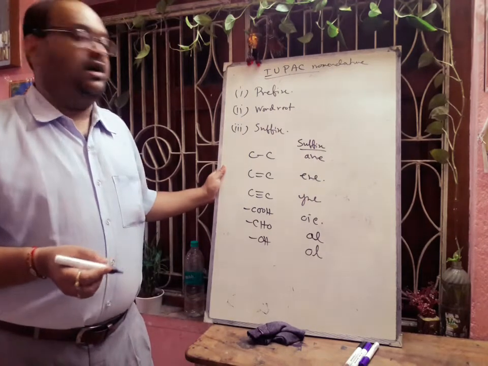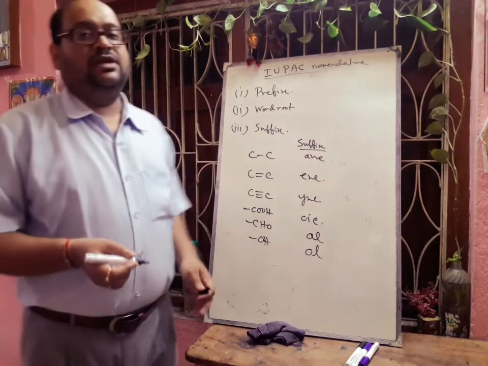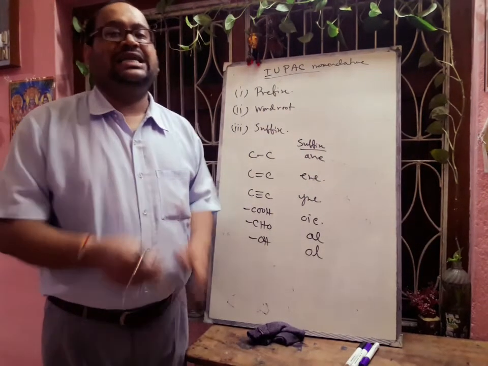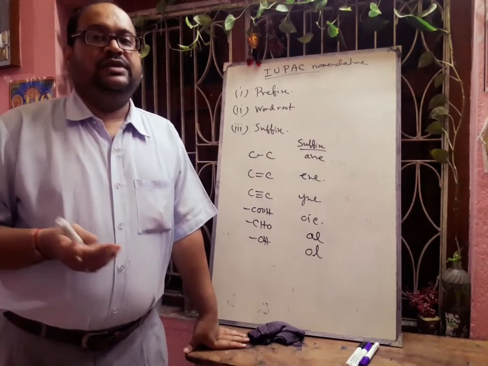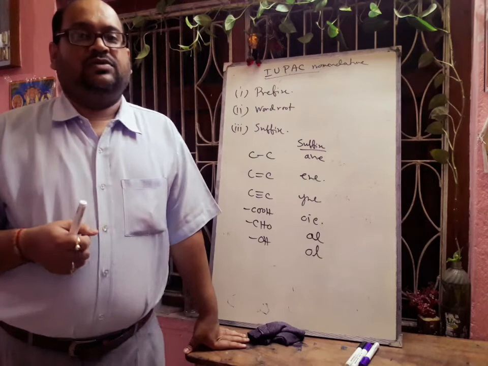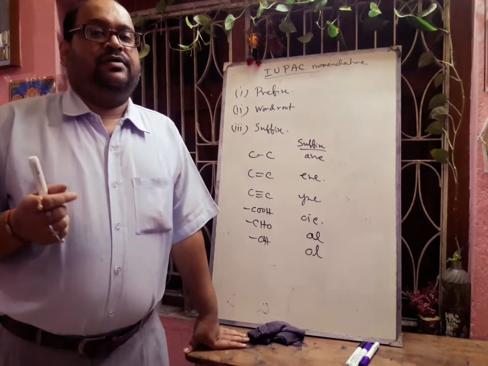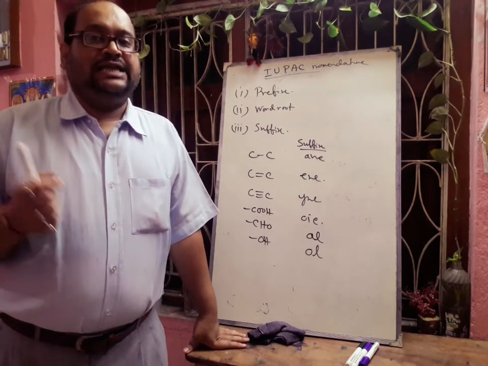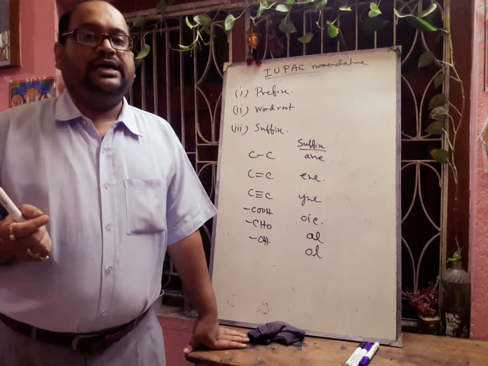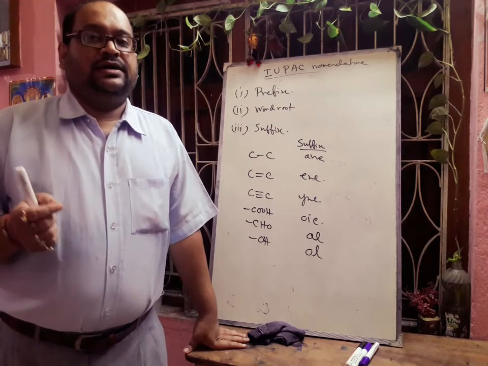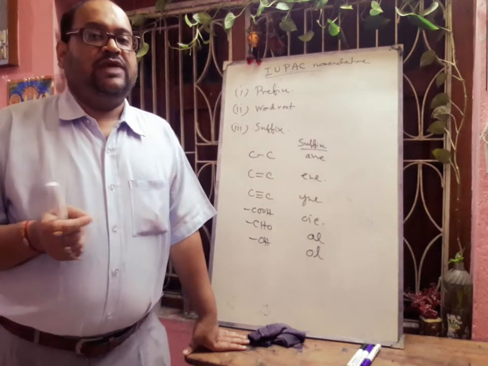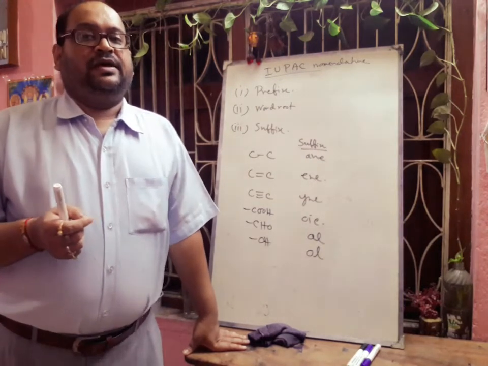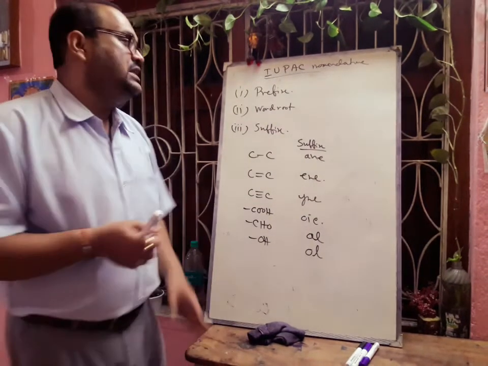Now in case of a functional group, we have to add a secondary suffix after the primary suffix, to indicate the nature of the functional group. And while adding the secondary suffix, the terminal E of the primary suffix we have to drop. If I give one example, then you can easily understand.